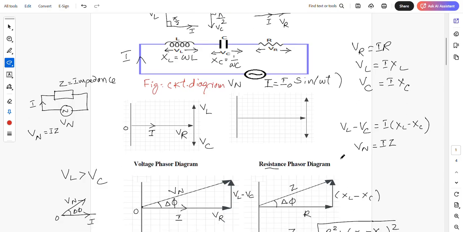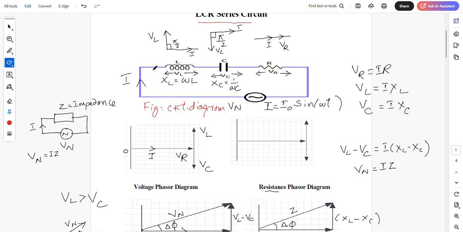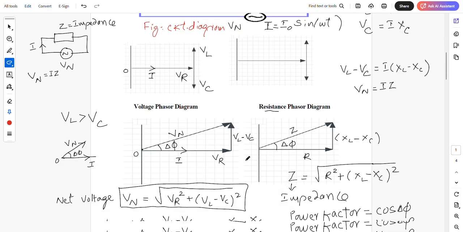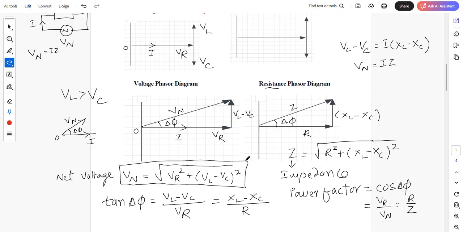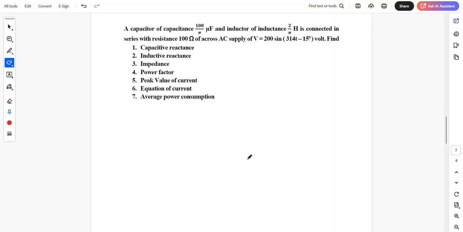Voltage phasor diagram and resistance phasor diagram. Hope you understood. Here I have explained how to derive the formula also. Now let us do one simple problem so that you can understand very clearly. Let us do this very first problem.